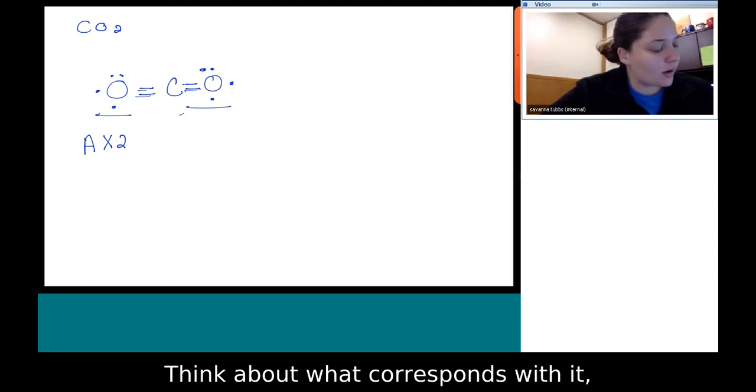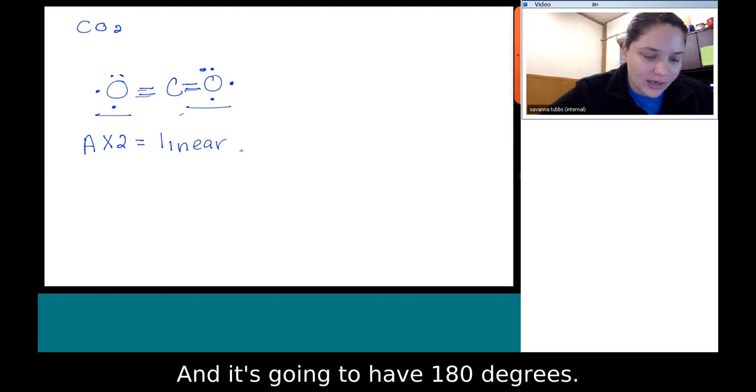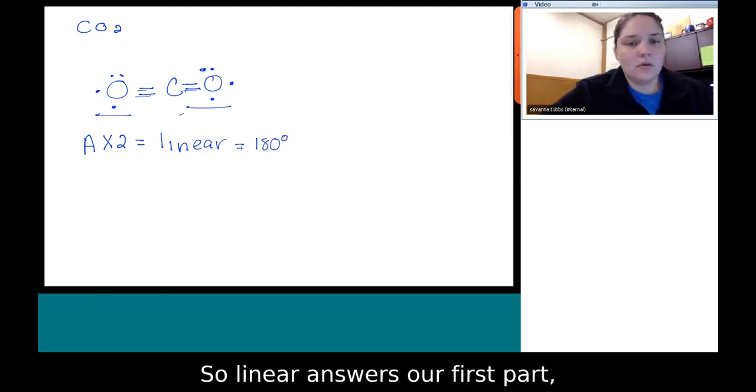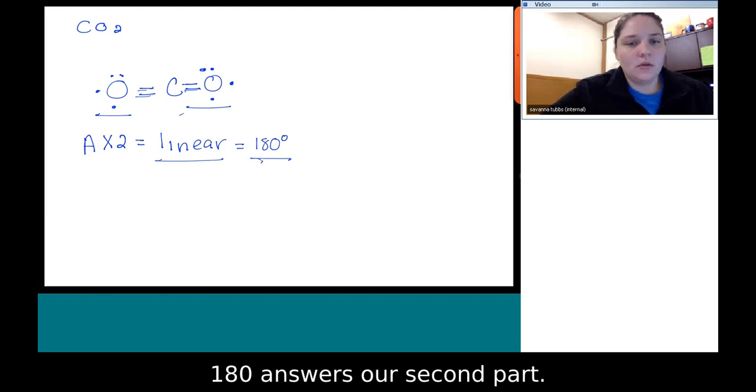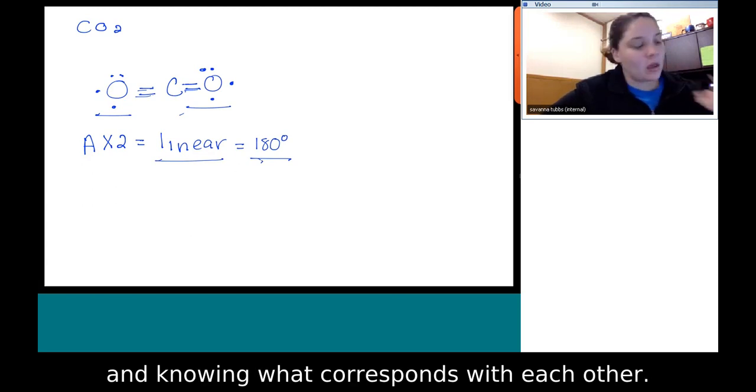Think about what corresponds with it. It's going to be linear, and it's going to have 180 degrees. So linear answers our first part, 180 answers our second part. And it's really just memorizing that chart and knowing what corresponds with each other.